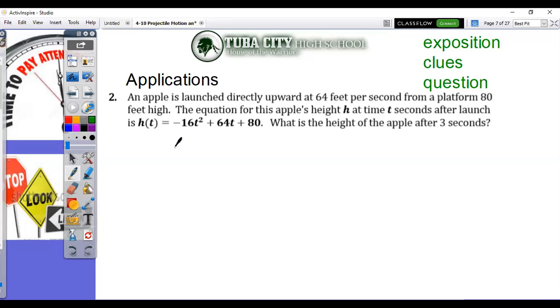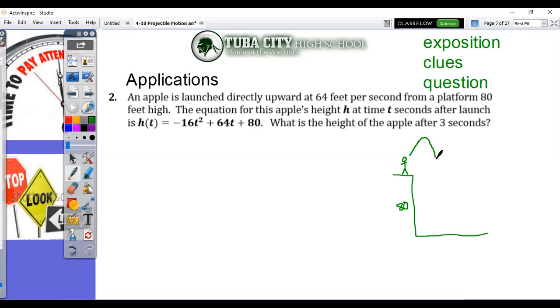Exposition tells you what's going on, just like in a story. The story in an old book might read something like "long ago in a kingdom far away," right? Or the first sentence of a science fiction book may be "on a planet at the edge of the galaxy, there was blank." Okay, so that tells us what's going on. So in this case, we're launching an apple from a platform that is 80 feet tall. And we have a person here, and he's launching this apple upwards at 64 feet per second.